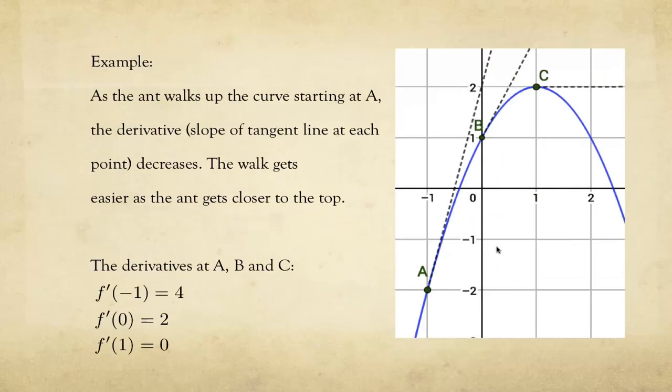So here's a quick recap. As the ant is moving up this hill, at every point on the curve, there's a tangent line, the line of sight. The slope of that line is the derivative. So for example, f prime of -1 is 4 because the slope of the tangent line is 4. At b, if I look at this line, the slope is rise 2 over 1, so f prime at 0 is 2. And finally, at point c, when x is 1, the slope here is 0. Therefore, f prime of 1 is 0. That's it. That's calculus 1.